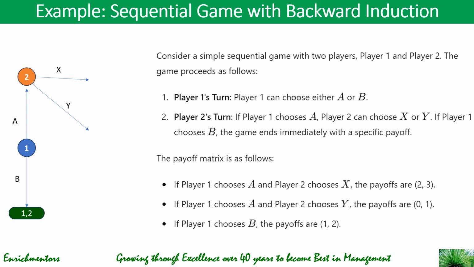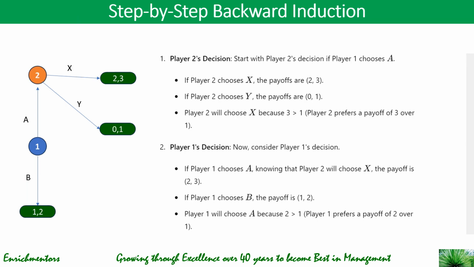And the payoff matrix, as you see here now, is partly that if player 1 chooses A and player 2 chooses X, the payoffs are 2 and 3. And if player 1 chooses A and player 2 chooses Y, the payoffs are 0 and 1. And as you saw earlier, if player 1 chooses B, the payoffs are 1 and 2. The first part of the payoff data belongs to player 1 and the second belongs to player 2. That's the convention. So that's the scenario. Now let's do step by step backward induction.